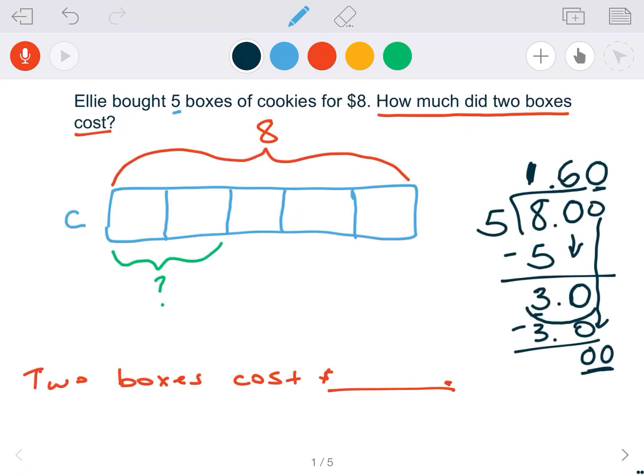You could just leave it as 1.6, but when we write dollars and cents, we always have two place values right here, and so that's why I put a 0 there. So now I can write $1.60 in each of these boxes. That means that each box of cookies costs $1.60.